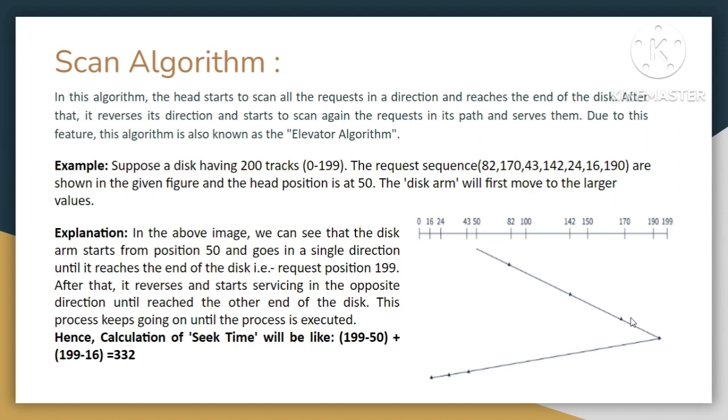For example, I have serviced the request 190. Then when will track number 190 be serviced next time? After a long time, because this arm has to make a full movement from 199 to 0, then from 0 again up to 190. So it will take a lot of time to serve the same request, because the arm has to traverse the entire disk before coming to the same request. That is the disadvantage.